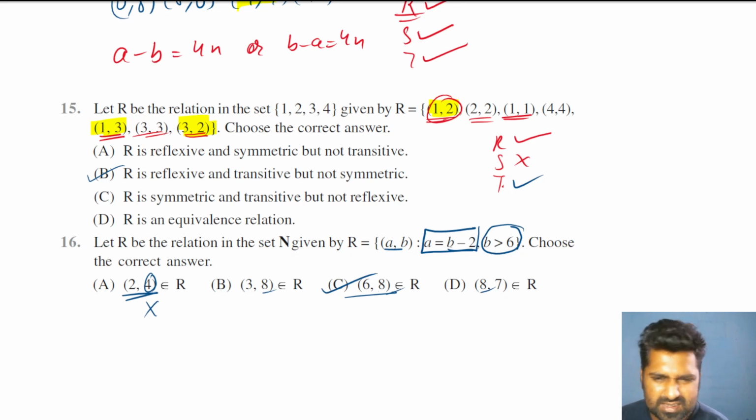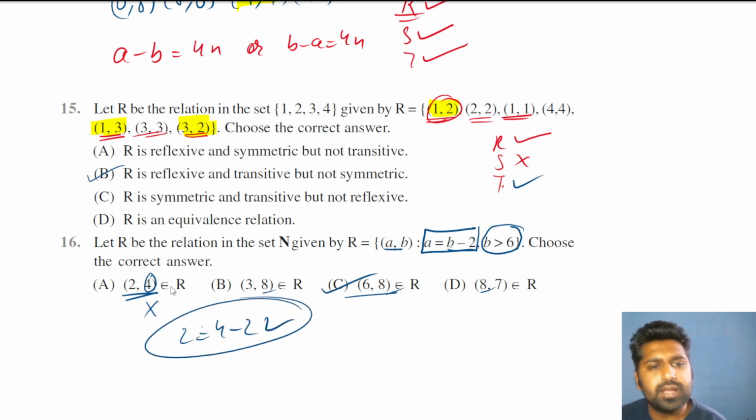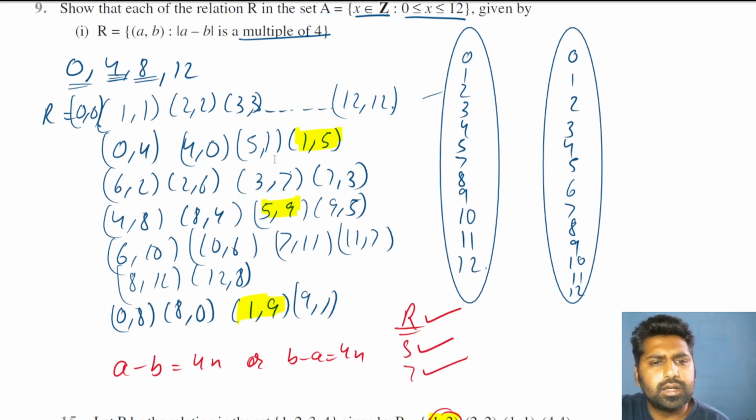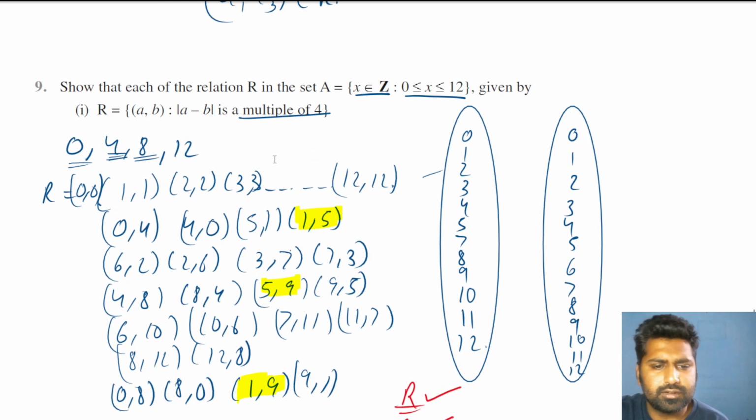I think the rest is pretty easy to neglect now. Okay. Remember that this does satisfy. Okay, like 2 is equal to 4 minus 2 is satisfied, but this is not the correct answer. Why? Because the question says B should be greater than 6, so B cannot be 4. All right, I think we're done with symmetric, transitive, and reflexive. That's it. Okay. That should give you pretty much a good idea how to judge whether relations are symmetric, reflexive, and transitive or not.